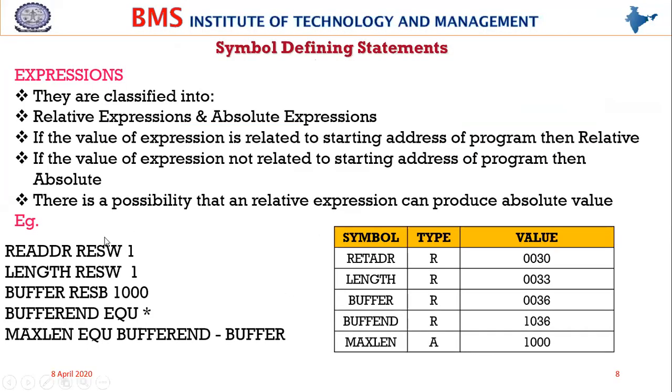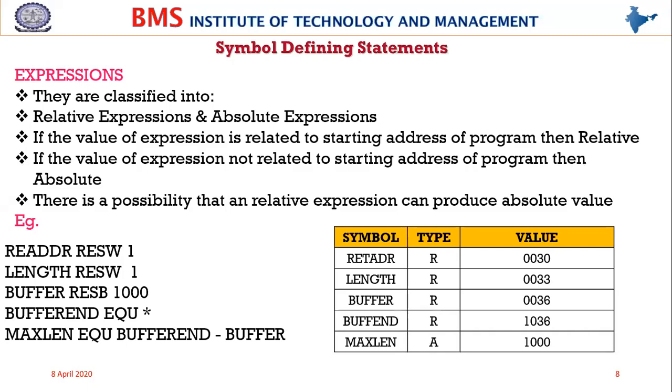When read address is given the address 0030, the next address is going to be 0033, because read address is an integer variable and consumes 3 bytes. Writing 0038 is meaningless, right? That's why the length is going to get the address 0033. Perfect. Because it is also an integer variable, it will also consume 3 bytes.